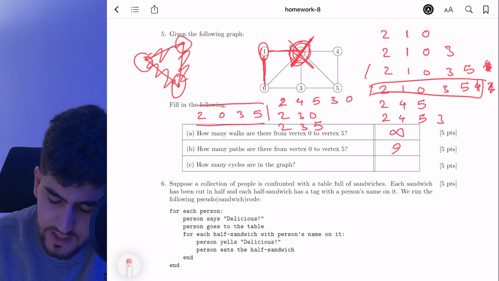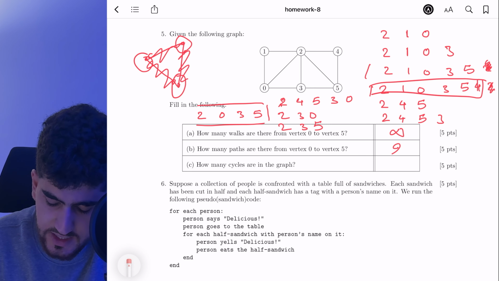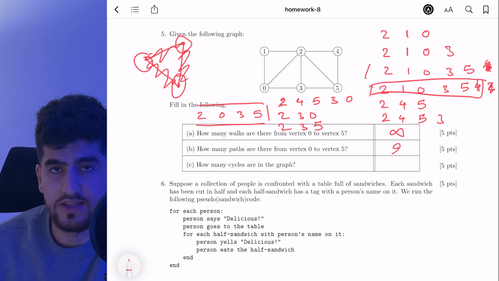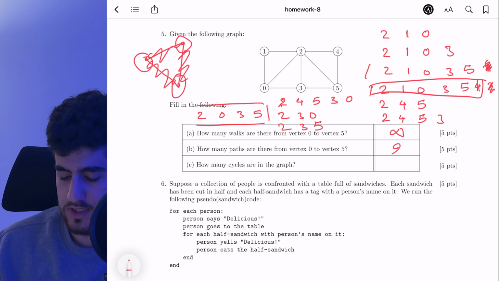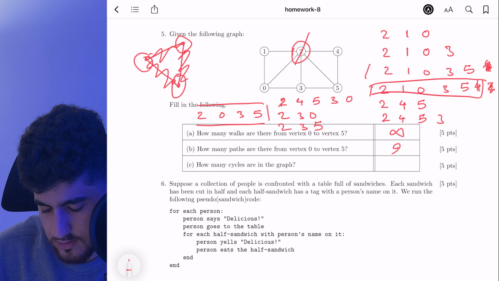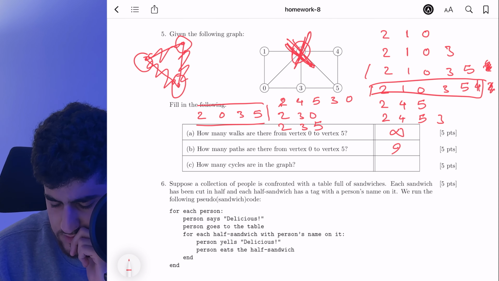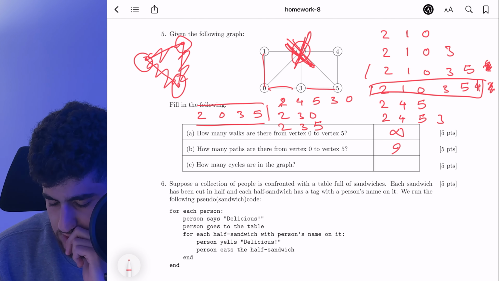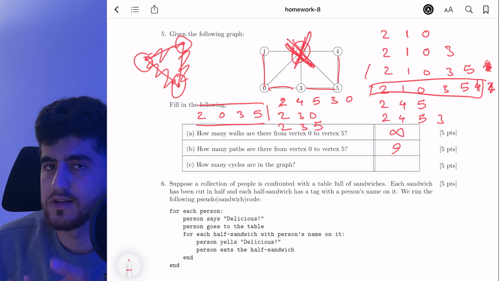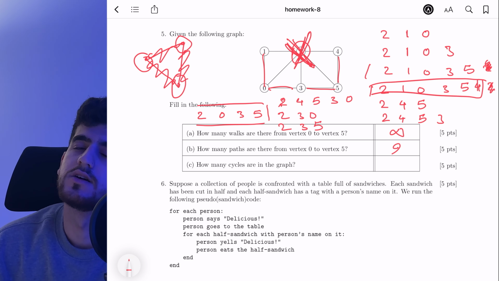And now that we saw all the ways that we can have a cycle including vertex 2, now we can remove vertex 2 and then see the rest of the graph. If we remove the vertex 2, then the rest of the graph is like this. I mean, it's like a path. Obviously, it doesn't have any other cycle, right?